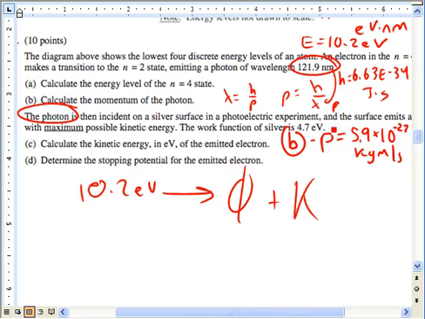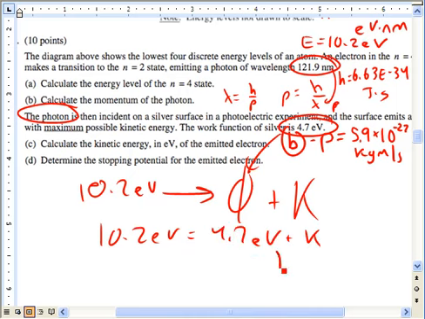The work function's given as 4.7 electron volts. So 10.2 eV equals 4.7 eV plus K. K equals, man, this is really hard, 5.5 electron volts. Okay? Stopping potential for the emitted electron. Remember, the stopping potential is what we got to crank the battery to, to stop the electrons from moving, to cancel out their kinetic energy, right?